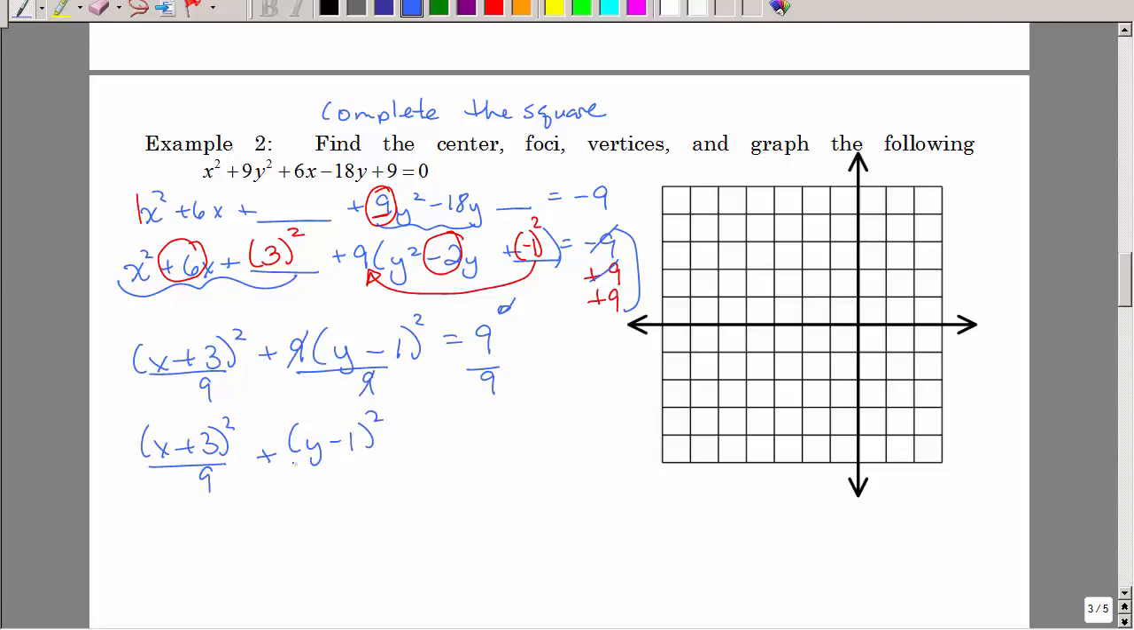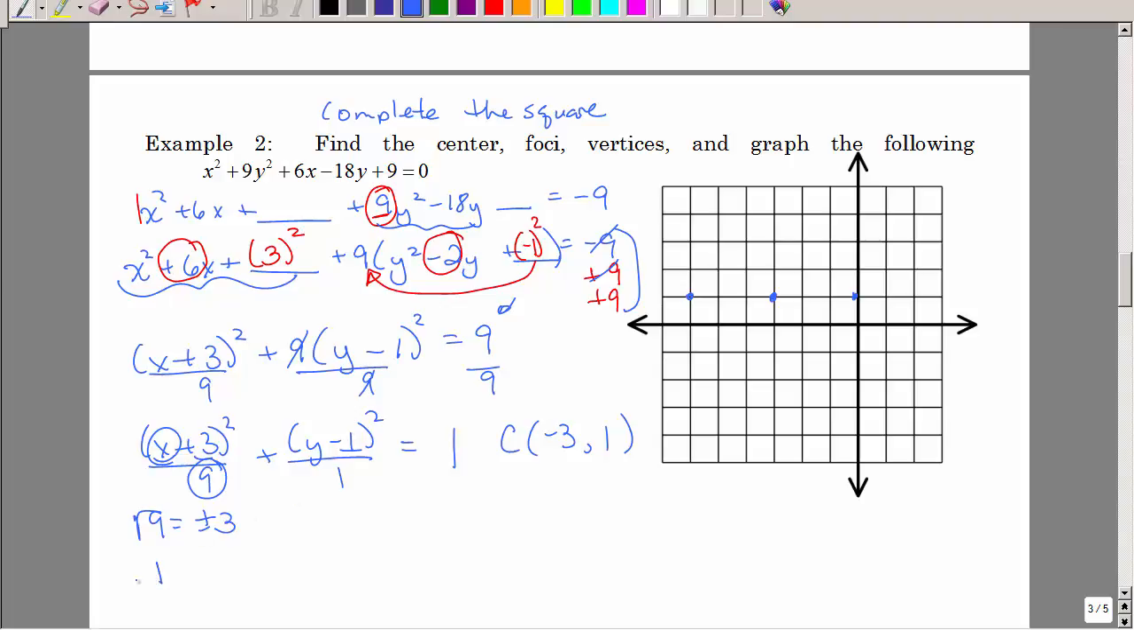Now those do cancel out, but I'm going to go ahead and put a 1 there just because I want to. Now it's in standard form. So what's my center? Remember (h, k), so I have -3, positive 1. I'm going to take the square root of 9, and since that's underneath x, I'm going to go side to side 3.